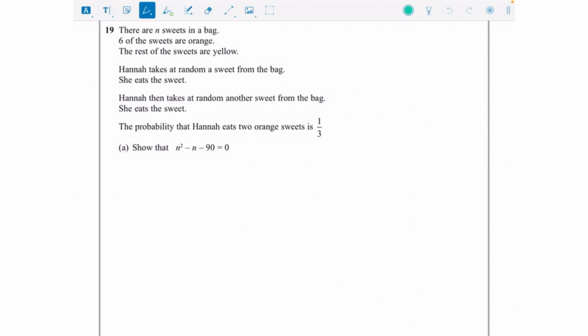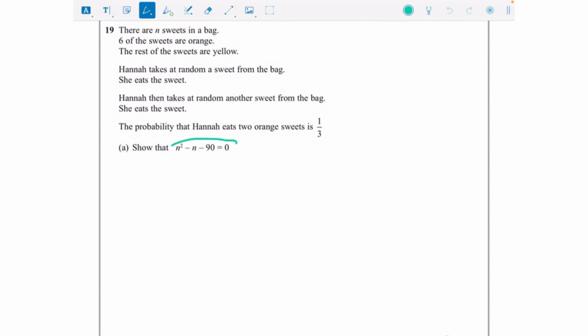So there are n sweets in a bag. It doesn't tell us how many sweets, just that there are n. 6 of the sweets are orange, and the rest of the sweets are yellow. Hannah takes at random a sweet from the bag. She eats the sweet. Hannah then takes at random another sweet from the bag, and she eats that sweet. The probability that Hannah eats 2 orange sweets is a third. Show that n squared minus n minus 90 is 0.